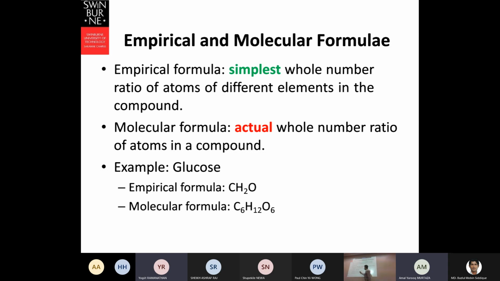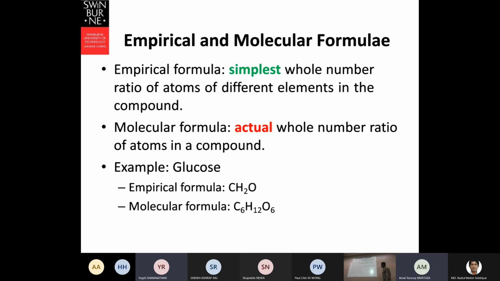So take glucose, the sugar we take every day for tea, coffee, milk, chocolate. We are very familiar with this, C6H12O6. This is the molecular formula of sugar. The empirical formula is CH2O. That means the hydrogen is twice the ratio of carbon and oxygen. That's it. The empirical formula is telling us that.